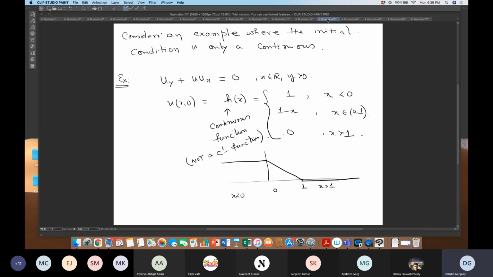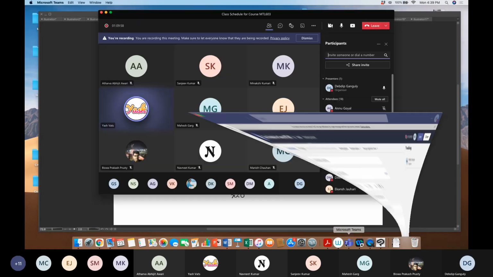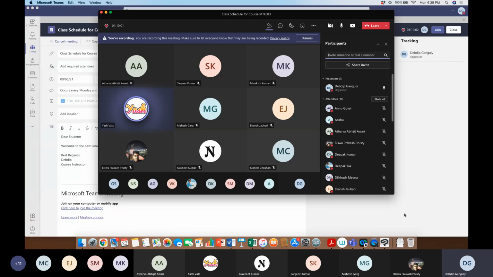Yash, can you explain? Yes, sir. If we take a function H that is continuous but not C1 differentiable, then we find the solution and we see that there are some points of intersection where the characteristics intersect. At the point of intersection, there is some problem with the solution, right?